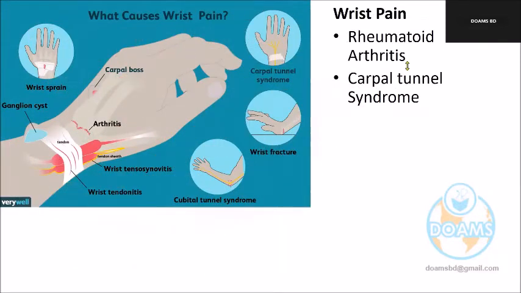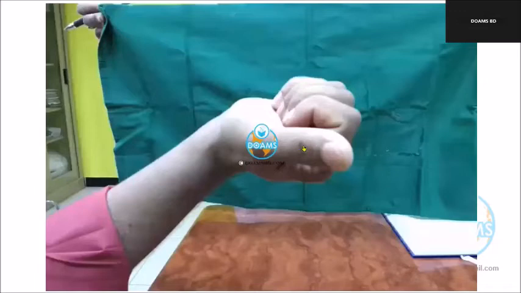Coming to the wrist presentation: rheumatoid arthritis, carpal tunnel syndrome. But sometimes De Quervain's tenosynovitis also, a patient may present to you telling you, doctor, I am having a problem in my wrist. Okay, remember it.